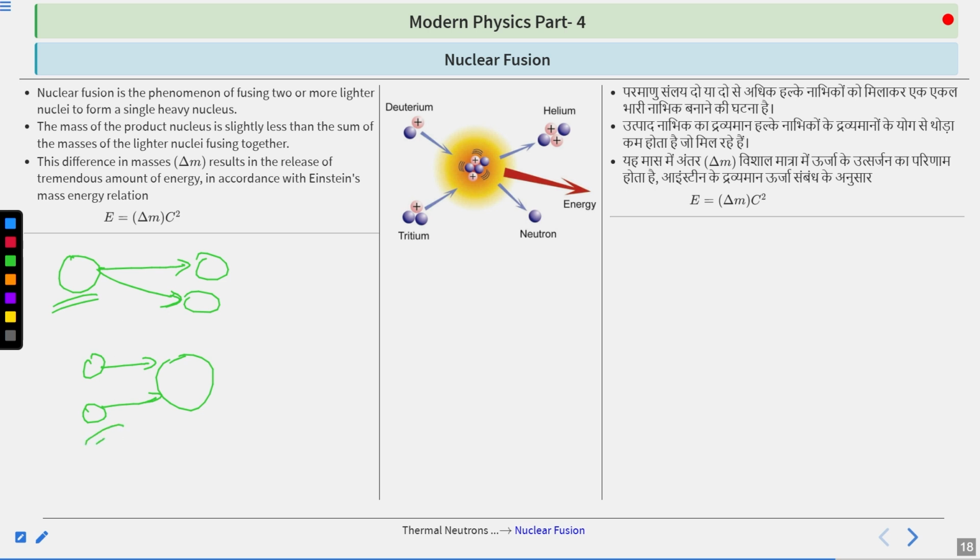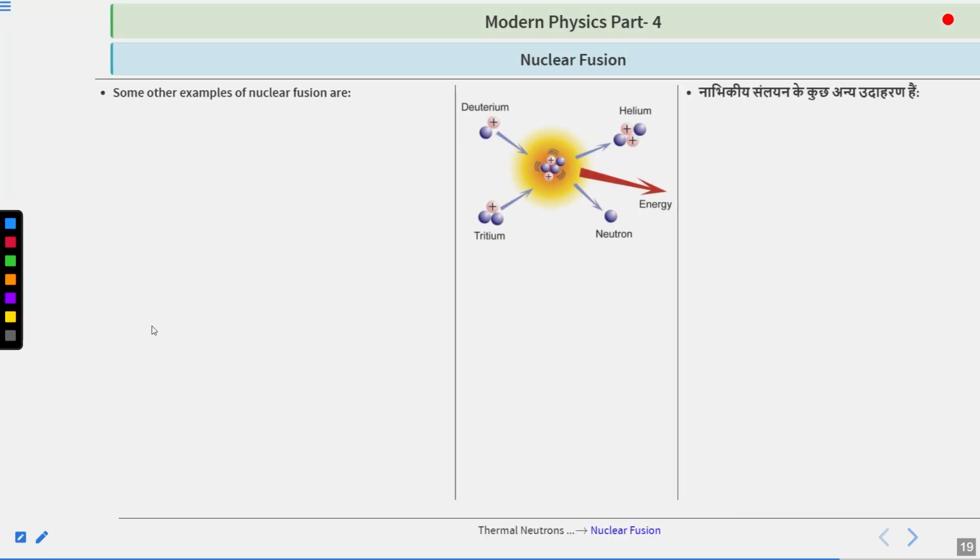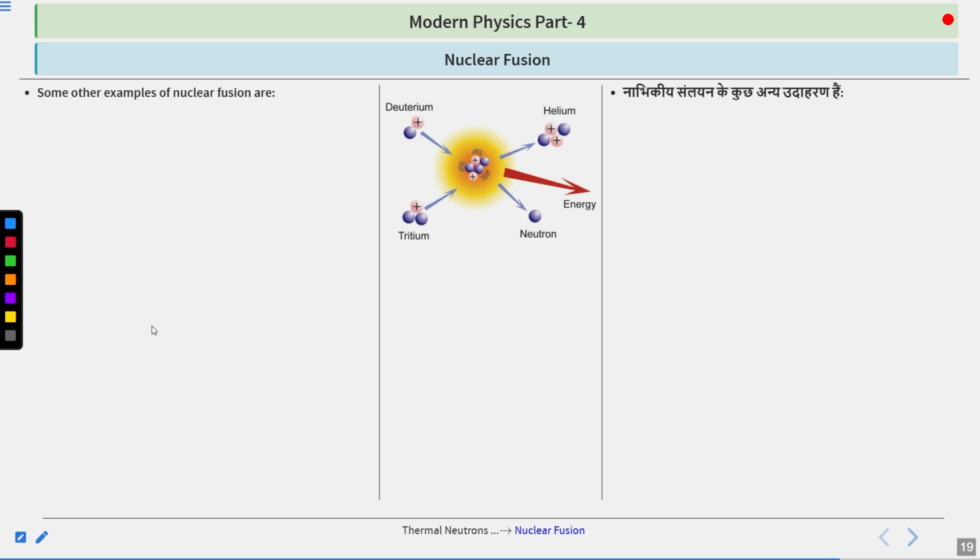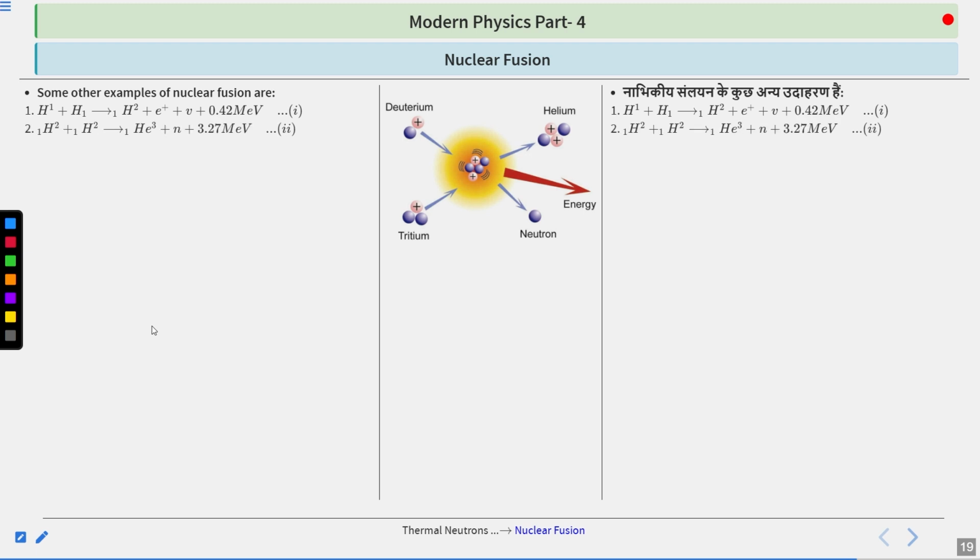This is nuclear fission. This is nuclear fusion. It is just a reverse case. Some examples of nuclear fusion are: 1H1 plus 1H1 equals 1H2 plus e+ plus neutrino plus 0.42 MeV. That is equation 1. Then 1H2 plus 1H2 equals 2He3 plus n plus 3.27 MeV. This is equation 2. Third is 1H2 plus 1H2 equals 1H3 plus 1H1 plus 4.03 MeV.